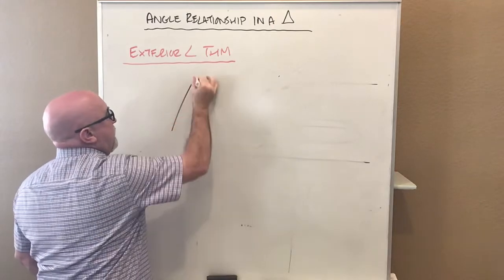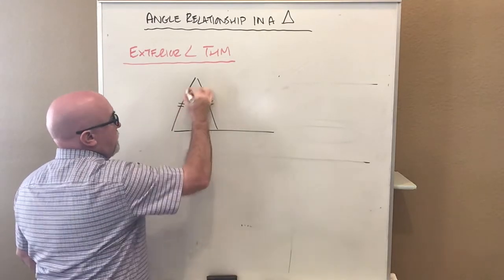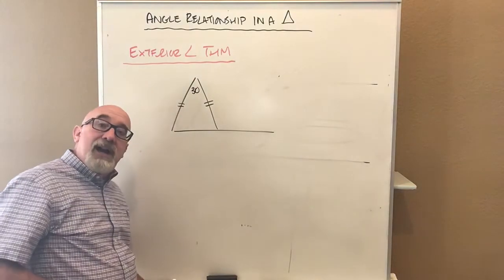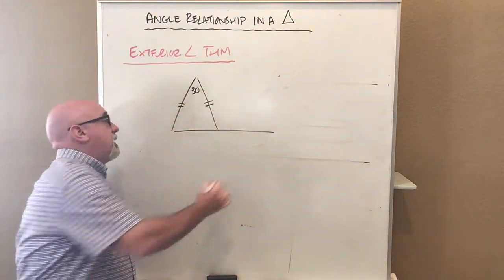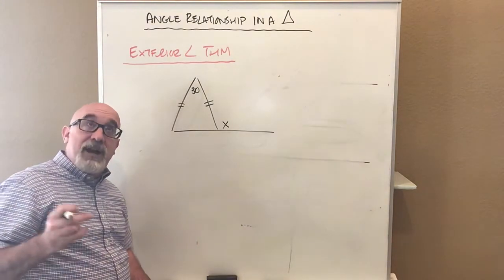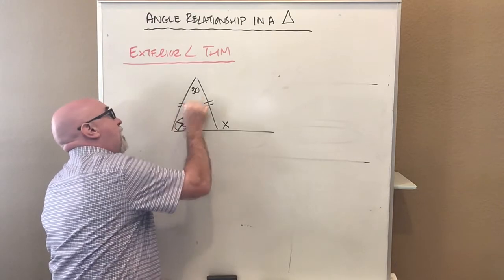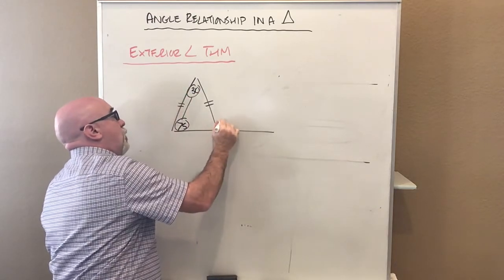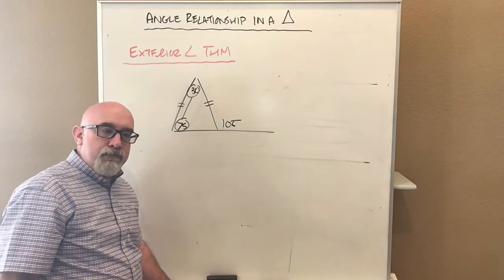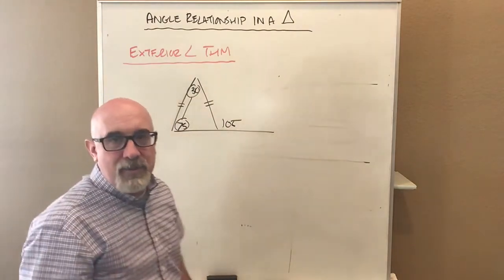If I had an isosceles here, and I knew that this was 30, again, I take 180 minus 30. Let's say I wanted to solve for this. So I take 180, subtract 30, that's 150, divide by 2, 75. And now these two angles give me 105 as our answer over here. The exterior angle is equal to the sum of the two remotes.